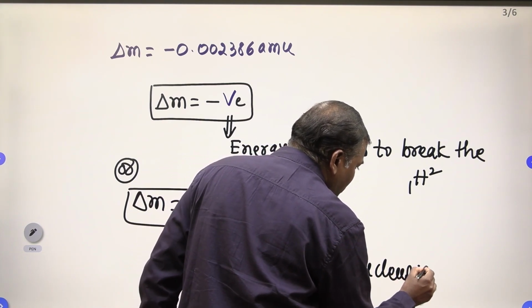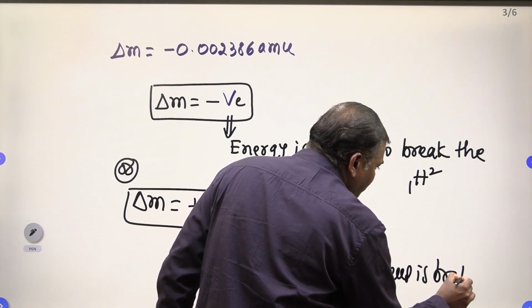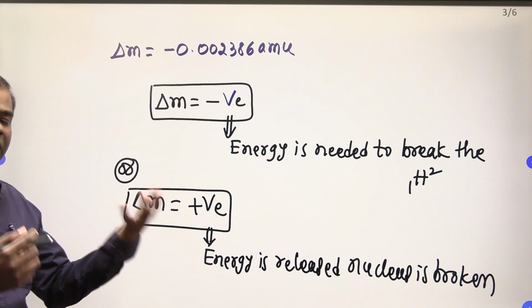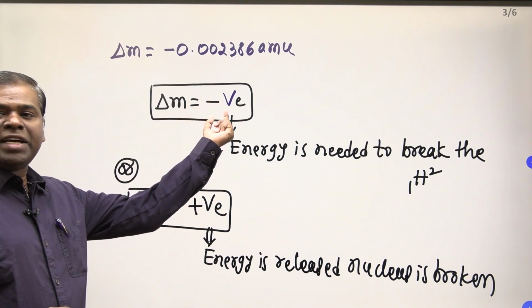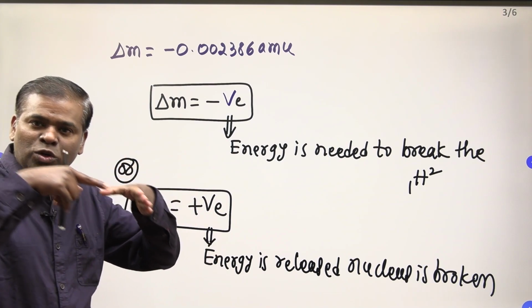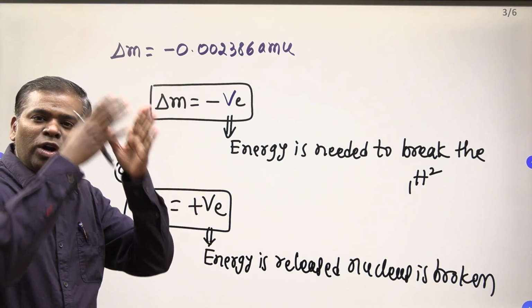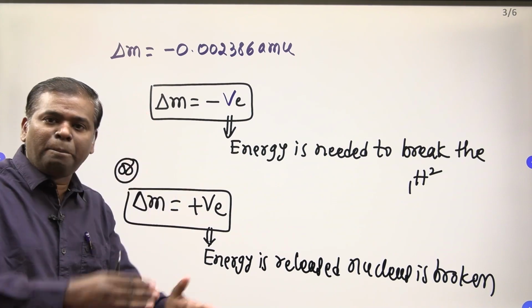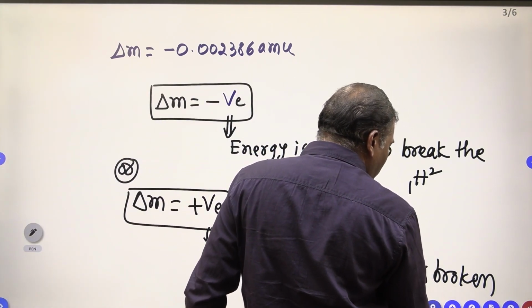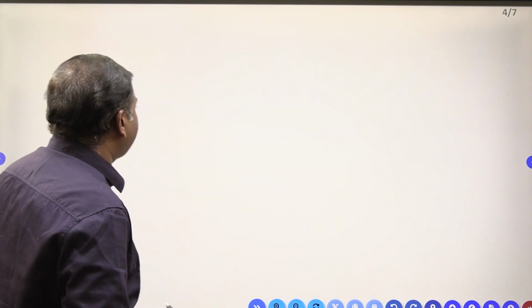When the nucleus is broken, energy is released. If it is positive... here we are getting negative. How much energy is given? You have to give some energy, then only the deuteron breaks. Now we have to calculate that. How do we calculate it? Once you have to see.